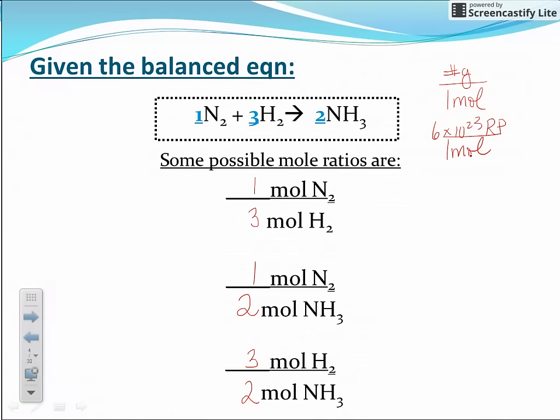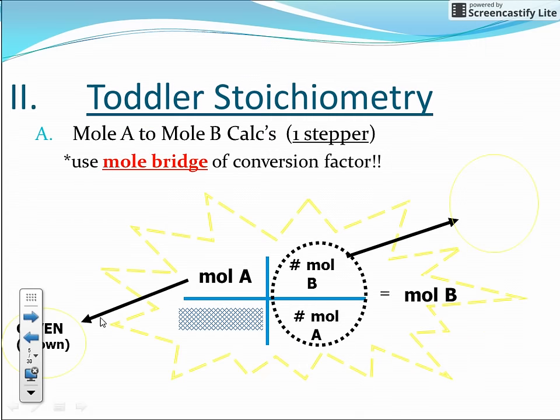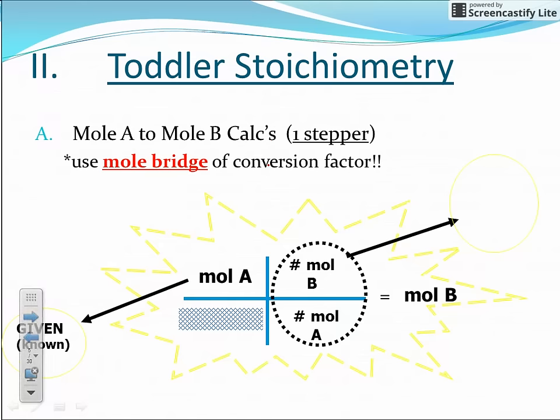And that was true for molar mass and Avogadro's number. But if you're using the mole ratio, the numbers here come straight from the balanced equation. So let's look and see how we would actually use this conversion factor in a calculation. So this Roman numeral 2 is called Tyler stoichiometry. So we're a little more advanced than we were in chapter 10. And we're going to first look at mole of A to mole of B calculations.